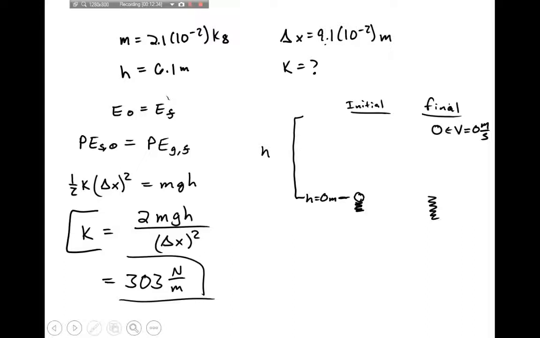So this is how we solve this problem. The idea is just that initially there's energy stored in the spring, and in the final situation, when the mass reaches its maximum height, all of its energy has been converted into gravitational potential energy. So using this, we can solve for the spring constant.